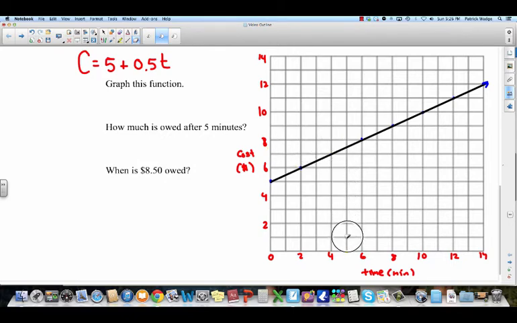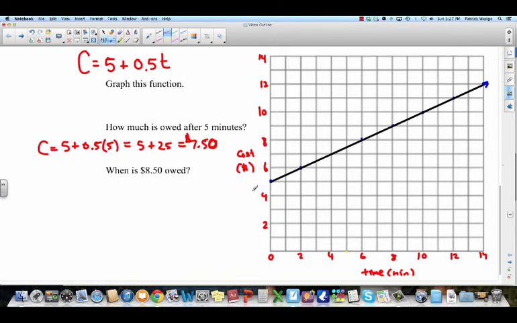That's great if you just have the graph. But the other way you could do it is use the equation. If I want to know how much it costs after 5 minutes, 5 minutes is a time, so I could put 5 into the t. So I have C equals 5 plus 0.5 times 5. 0.5 times 5 is 2.5, and when we add that we get 7.5, which is the same as $7.50. And I believe that's about what I said, isn't it? Yeah, I said $7.25, $7.50, and I was right.